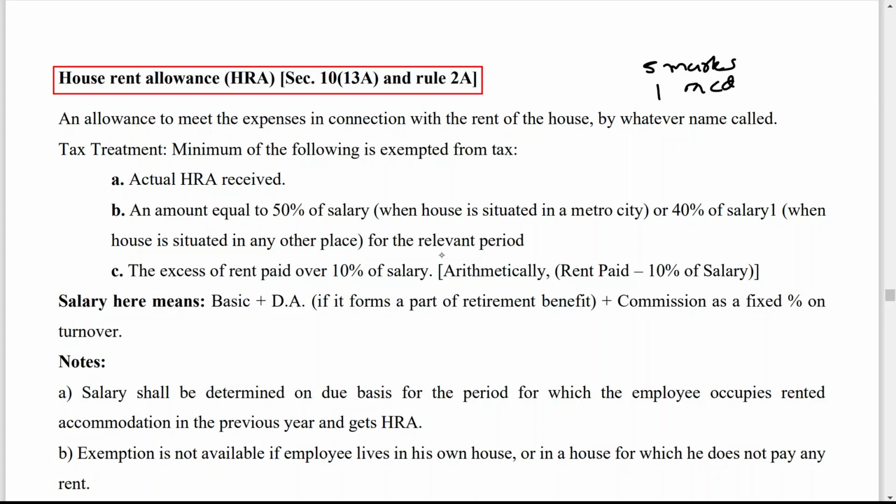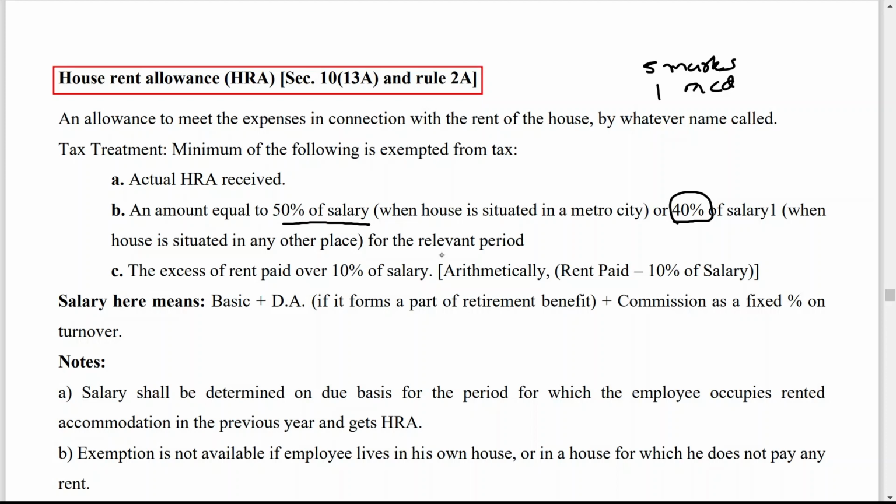What is the tax treatment for the same? The minimum of the following three is exempted from tax. The first one is the actual HRA received. HRA means house rent allowance received. The second one is an amount equal to 50% of salary or 40% of salary.